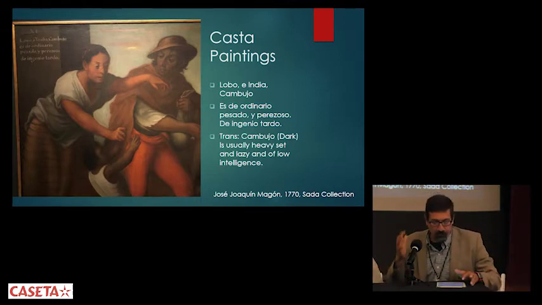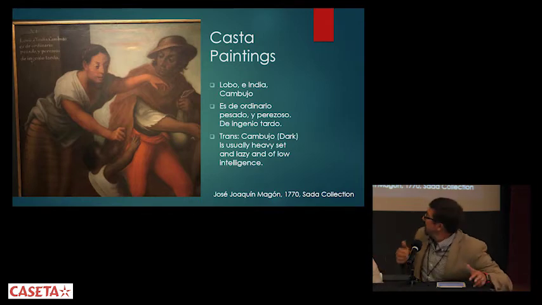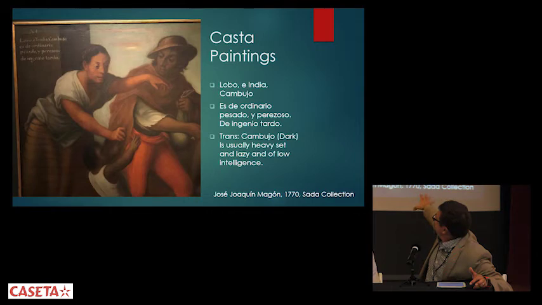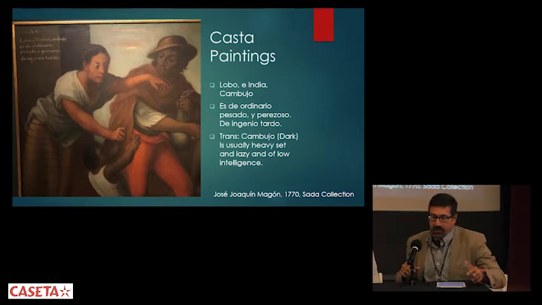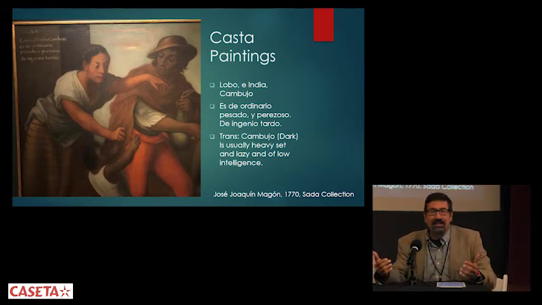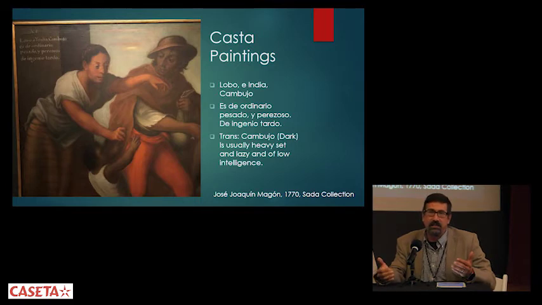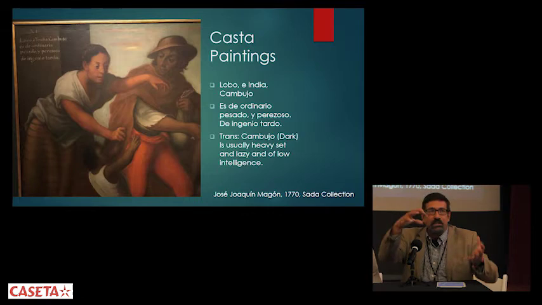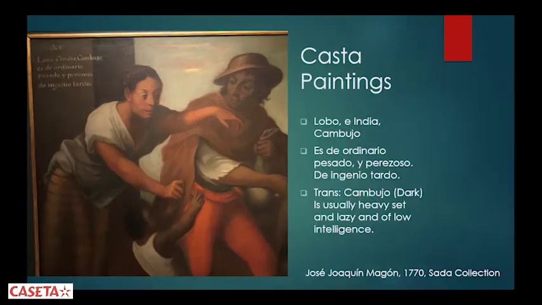It became sort of maddening. This one, I had a translation, says that Cambujo is the mixture, and it's usually heavy set and lazy and of low intelligence. So that's what I mean by a narrative that accompanies race, and a social status that accompanies race. And I mention that because the story and the images rely on each other. They support each other. They build a bigger picture that we inhabit, that we live.